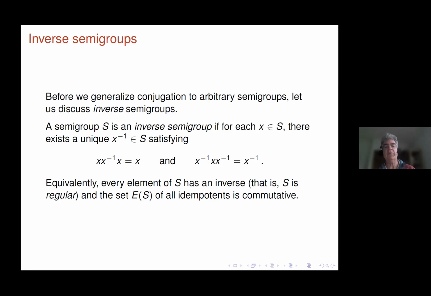And so an inverse semigroup is one in which every element has a unique such thing, or an alternative description of them, which is equivalent, is that every element has some inverse, and the set of all the idempotents is commutative, actually forms a semilattice. And I'll stick with the traditional symbol for the set of all idempotents here, which is the first letter in the word idempotent, namely the letter E. Okay.